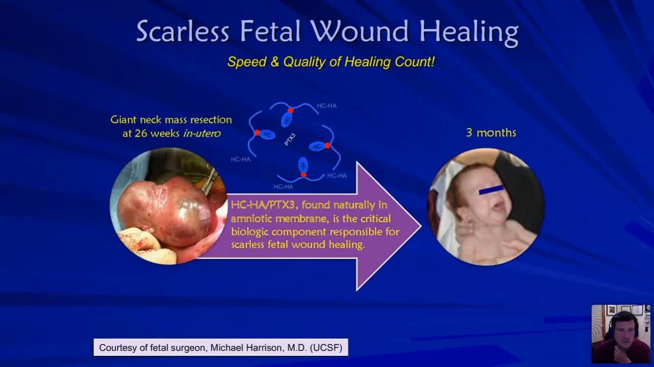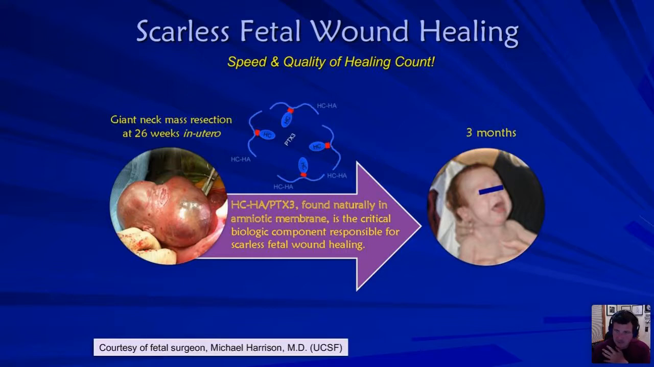And this here is where it all makes sense to me, in this scarless fetal wound healing. You can see here that Dr. Michael Harrison shared these slides, and there was a baby at 26 weeks in utero with this large mass. They went in utero and they did the surgery. And the story kind of goes, hey, the surgery went well, I think the baby's going to be okay, but don't be surprised if there's this big scar when the baby is born. And the baby's born and you can see that there's no scarring.